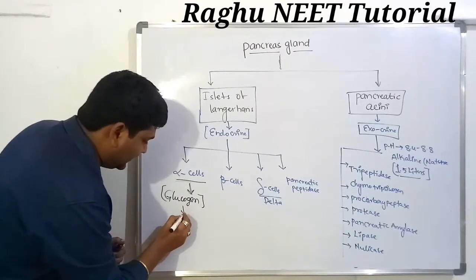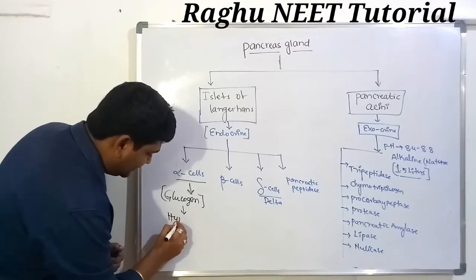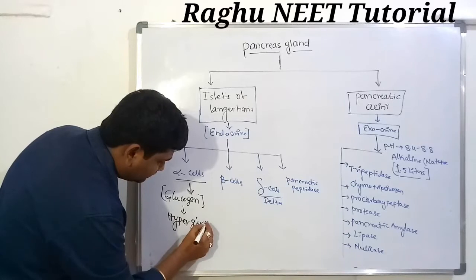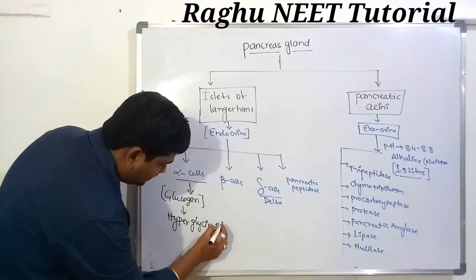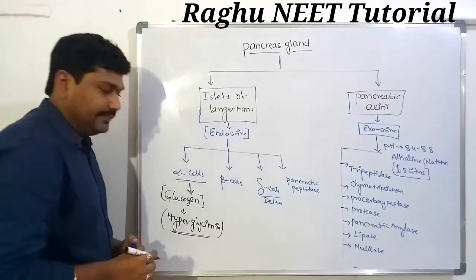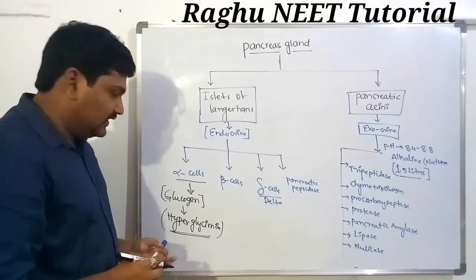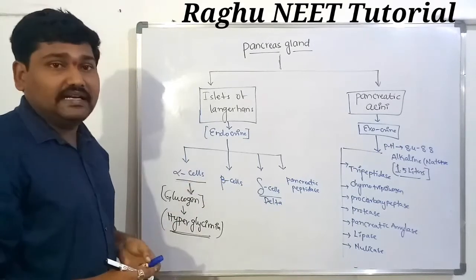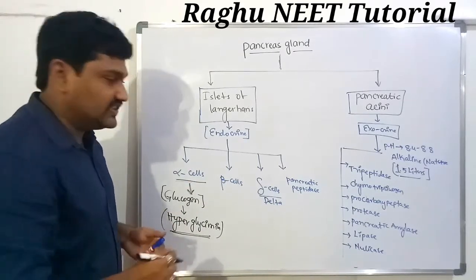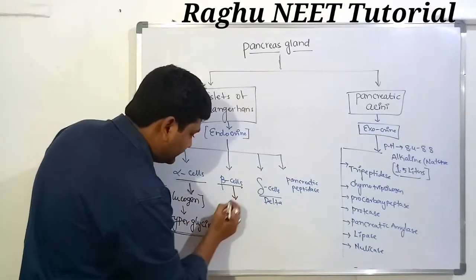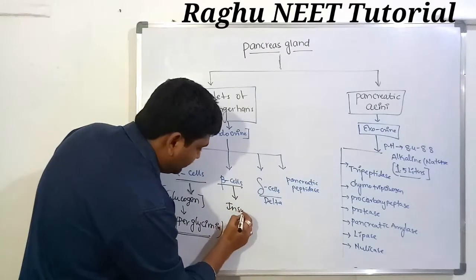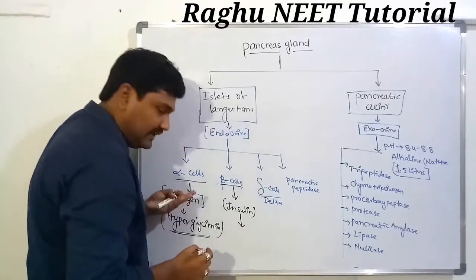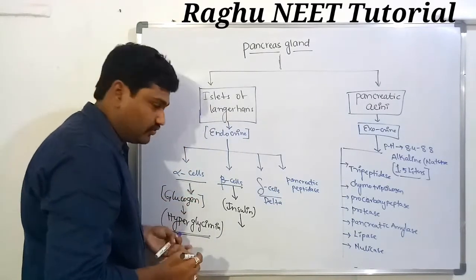That condition is called hyperglycemia. If hyperglycemia occurs in the bloodstream, the beta cells become active and secrete insulin. Insulin is one of the hormones. The insulin becomes active after the glucose level increases in the bloodstream.